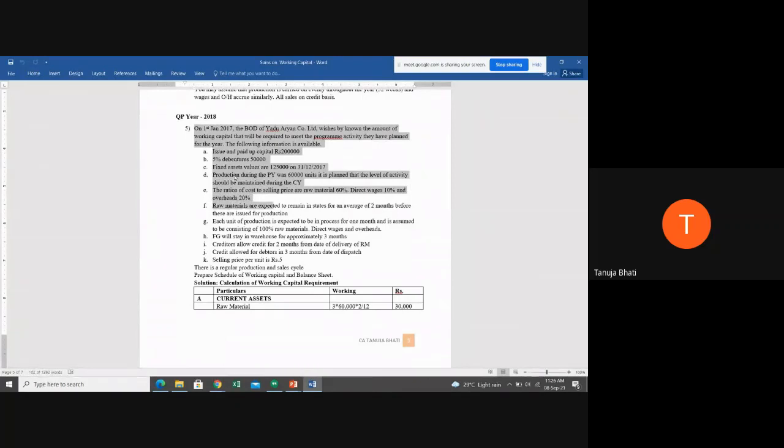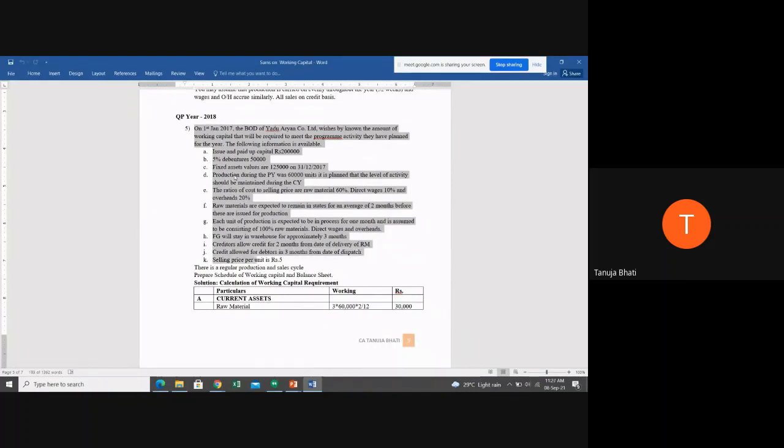Raw materials are expected to remain in the stores for an average of 2 months before these are issued for production. Each unit of production is expected to be in process for 1 month and is assumed to consist of 100% raw material, and also include direct wages and overheads. Finished goods will stay in warehouse for approximately 3 months. Creditors allow credit for 2 months from the date of delivery of raw materials. Credit allowed for debtors is 3 months from the date of dispatch.